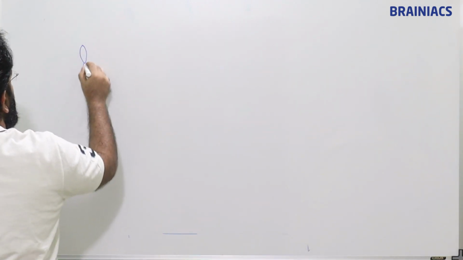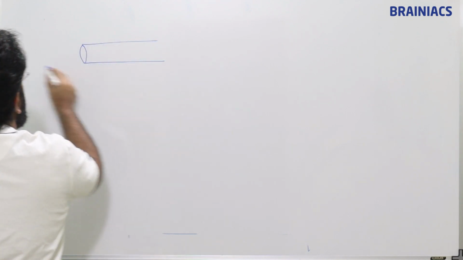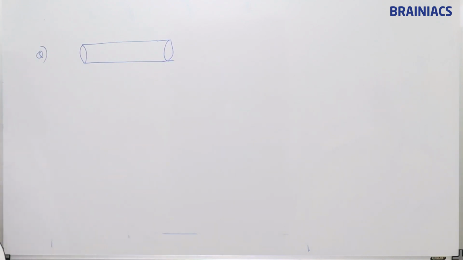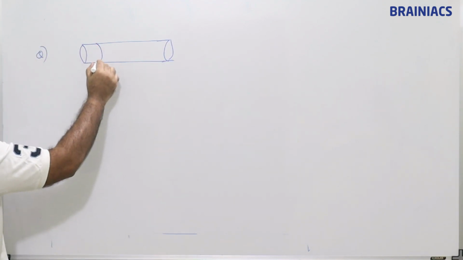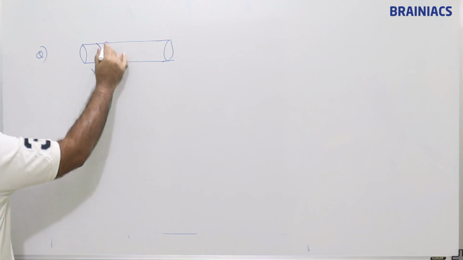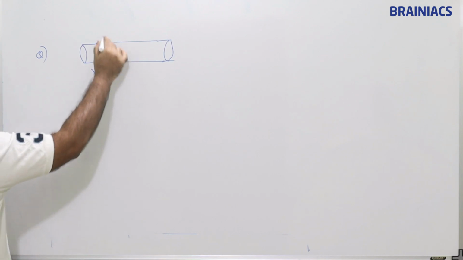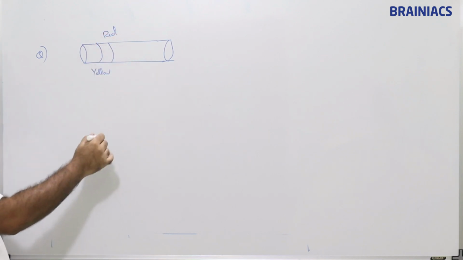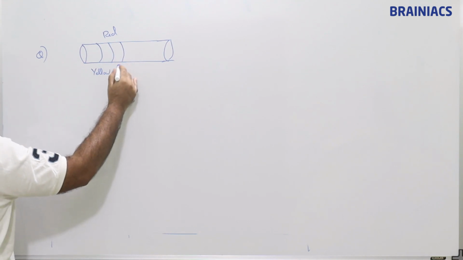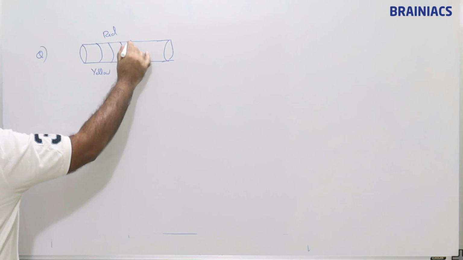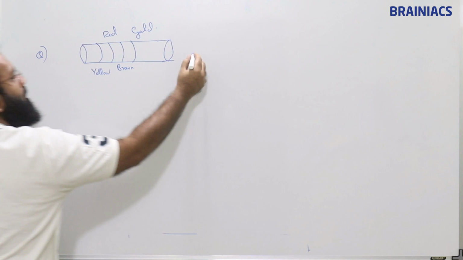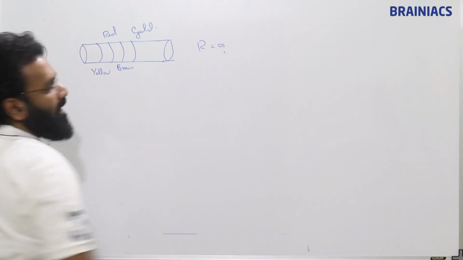Suppose you get a resistance with some color codes. The first band is yellow, the second band is red, the third band is brown, and the fourth band is gold. So what is the resistance value?